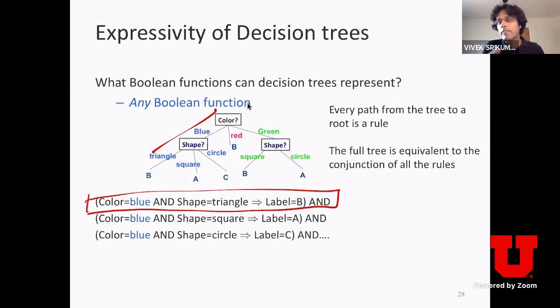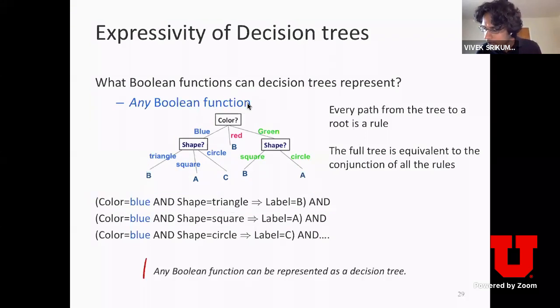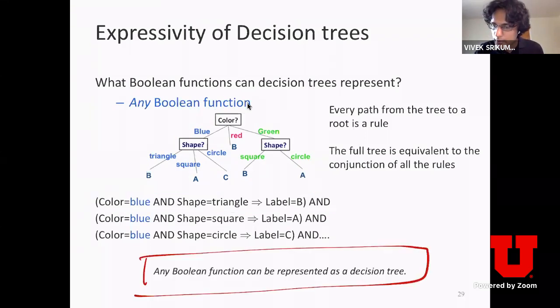What I have shown here is, given a tree, convert it into a Boolean function. But you can also do the opposite. For any Boolean function, you can convert it into a decision tree. This is an important point here: any Boolean function can be represented as a decision tree. And this is what I'm asking you to do in your homework. So as an exercise, let me just show you an example.